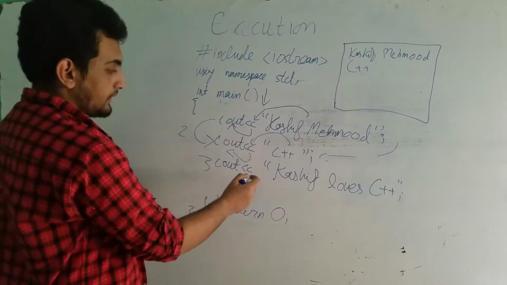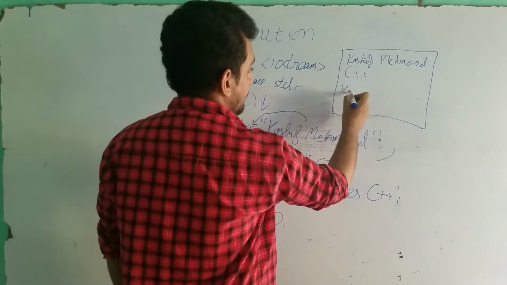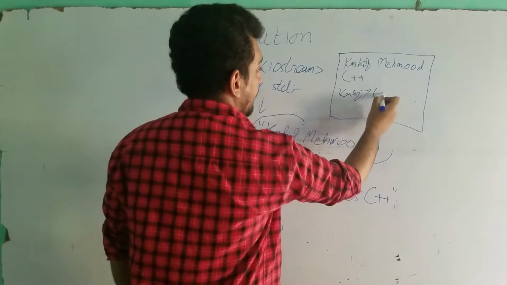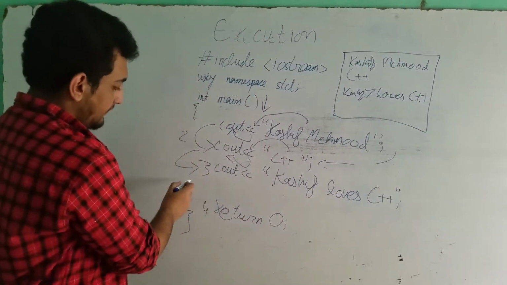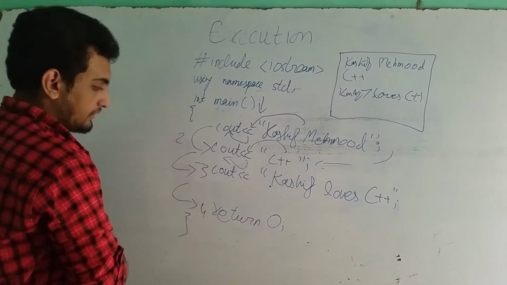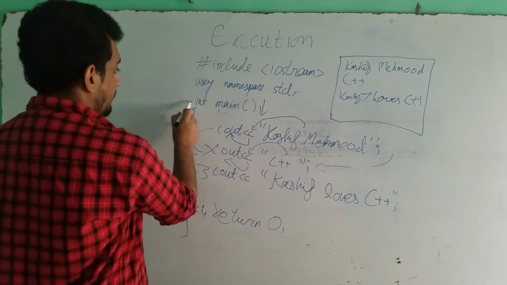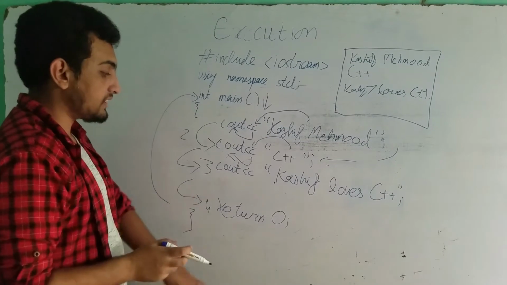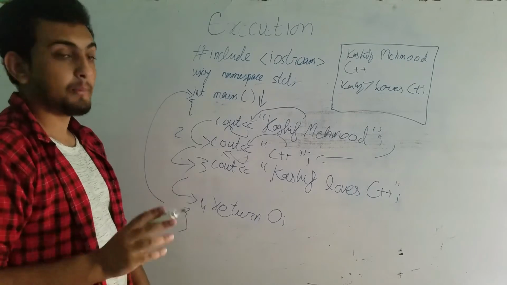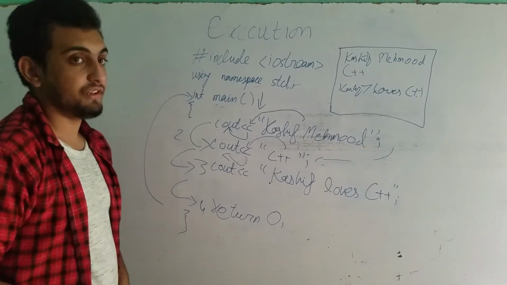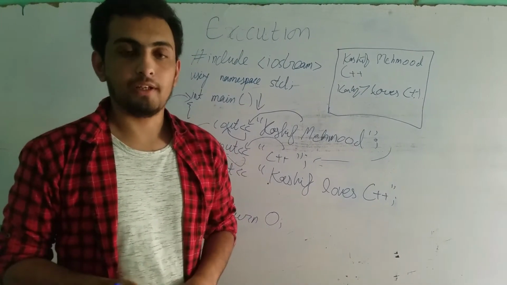So this, then this, then Kashif loves C++, and after that return 0, and then the 0 is transferred to int main, and this means that if 0 is returned to int main, this means that the program has successfully ended. So this is all about the compilation and execution of C++ program.